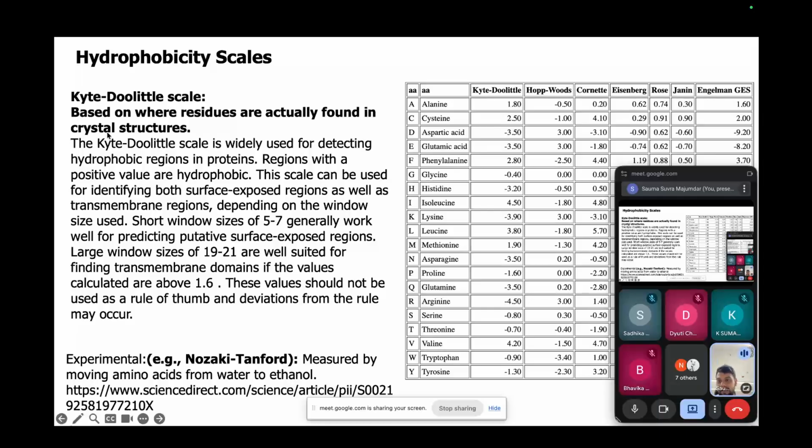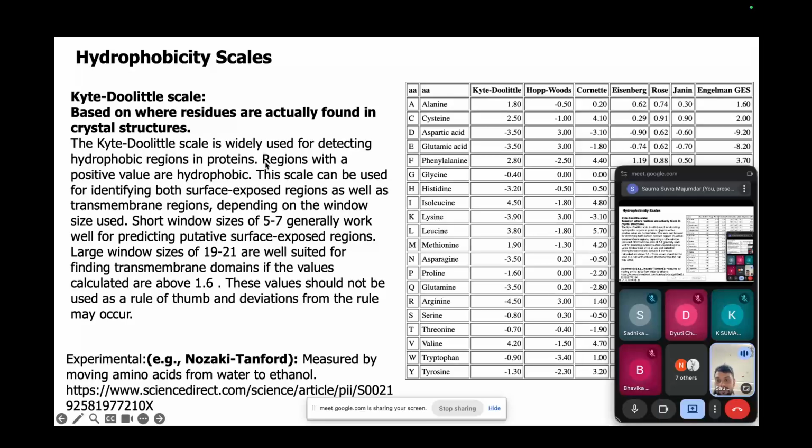But yes, this is a very widely used scale, and it is actually based on where the amino acid is in the 3D structure, in X-ray crystallography, right?